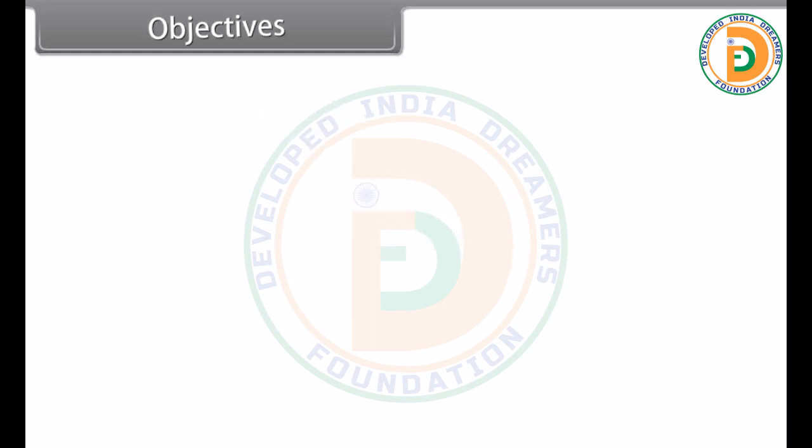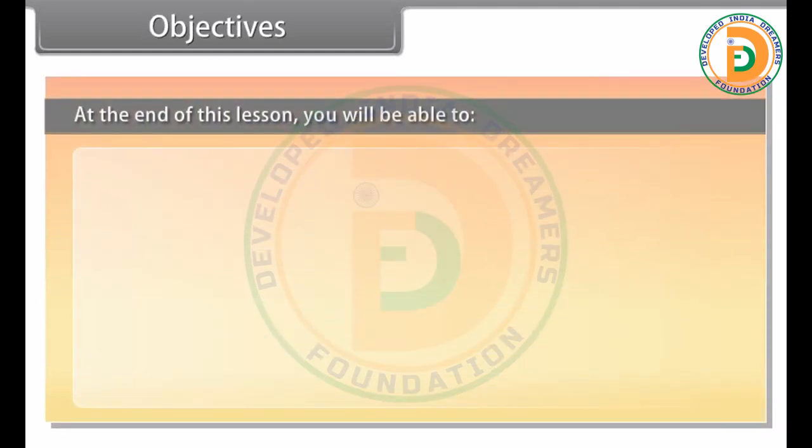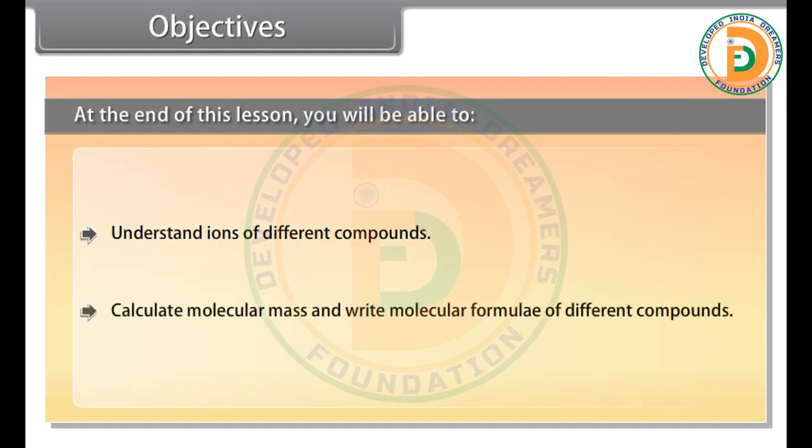Objectives. At the end of this lesson, you'll be able to understand ions of different compounds, calculate molecular mass and write molecular formula of different compounds.